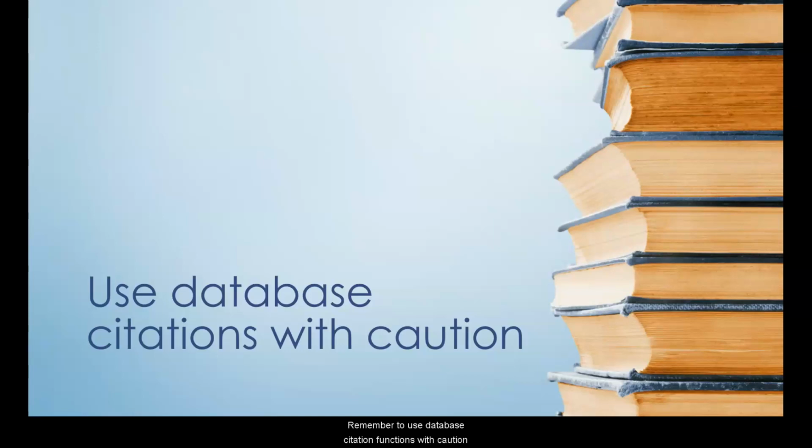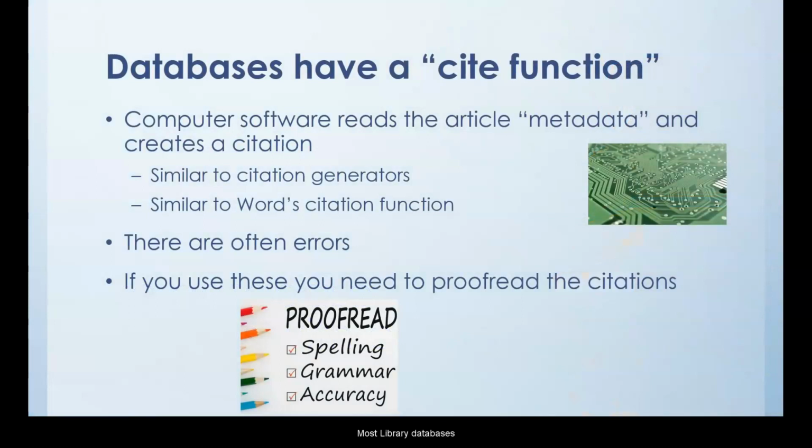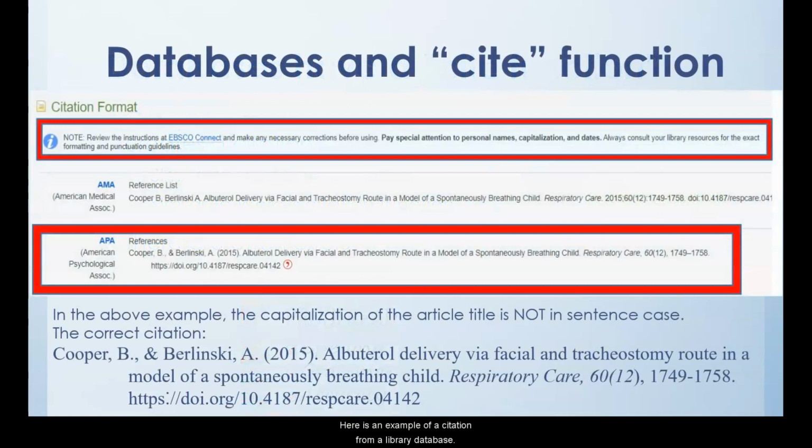Remember to use database citation functions with caution. Most library databases have a citation function, which provides you with a computer-generated citation. The majority of the data elements are correct, but the capitalization and punctuation may have issues. If you use these, please note that you need to proofread them so you don't lose points for incorrectly formatted citations. Here is an example of a citation from a library database.